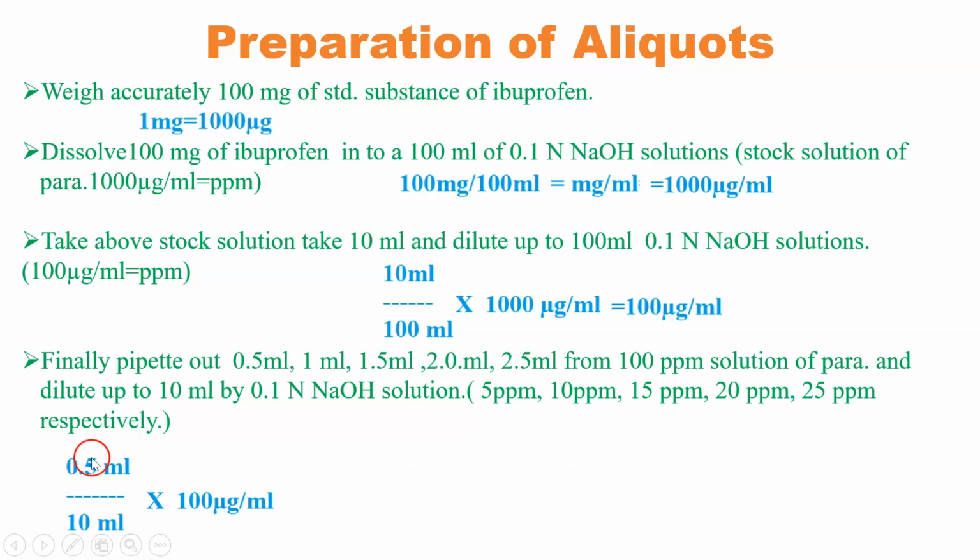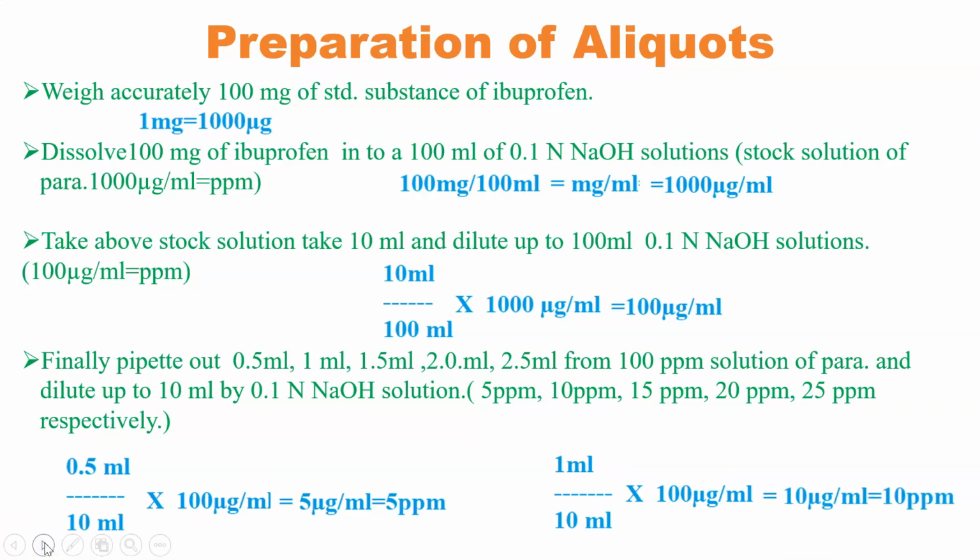So 0.5 ml we have taken from stock 2 and dissolved in 100 ml, and the concentration we took was 100 microgram per ml, so it becomes 5 microgram per ml or 5 ppm solution. Similarly, 1 ml taken from stock 2 and dissolved in 10 ml, with the concentration we utilized being 100, becomes a 10 ppm solution or 10 microgram per ml. So this is how the solutions are prepared.